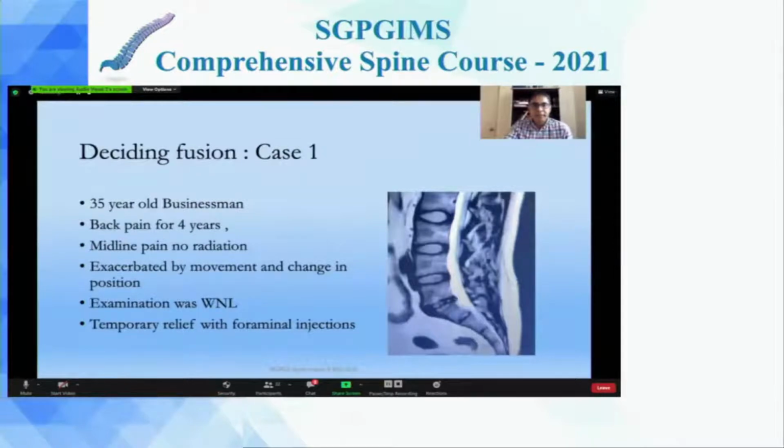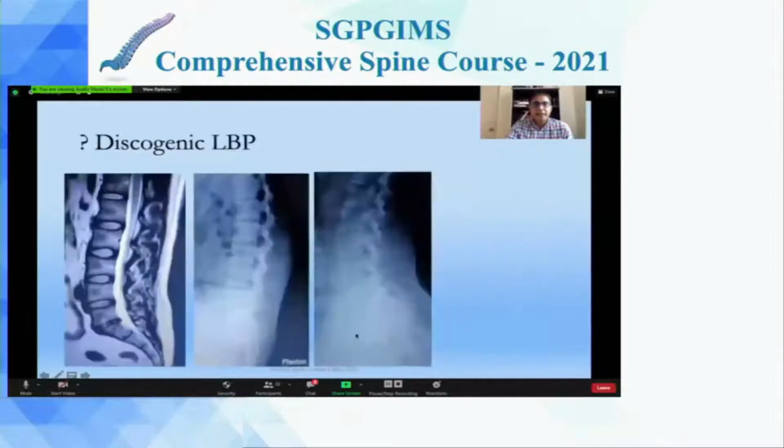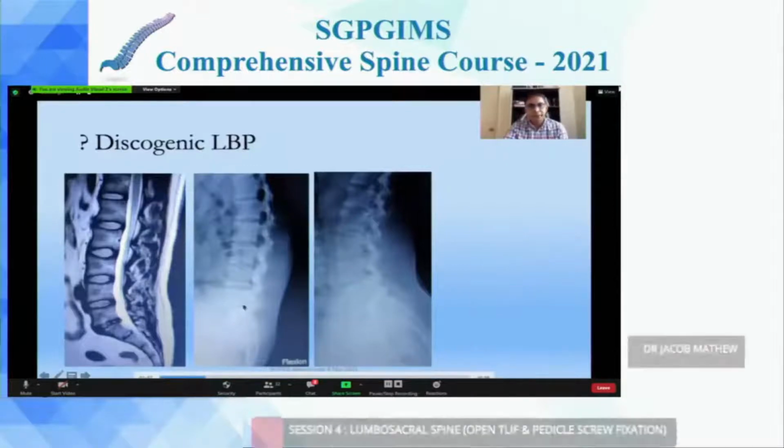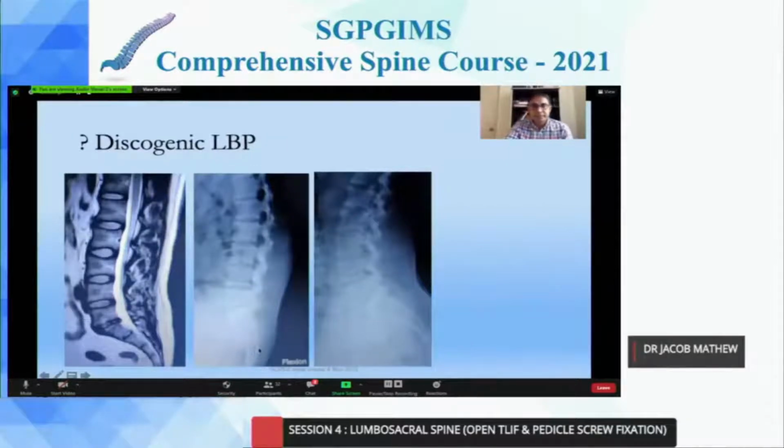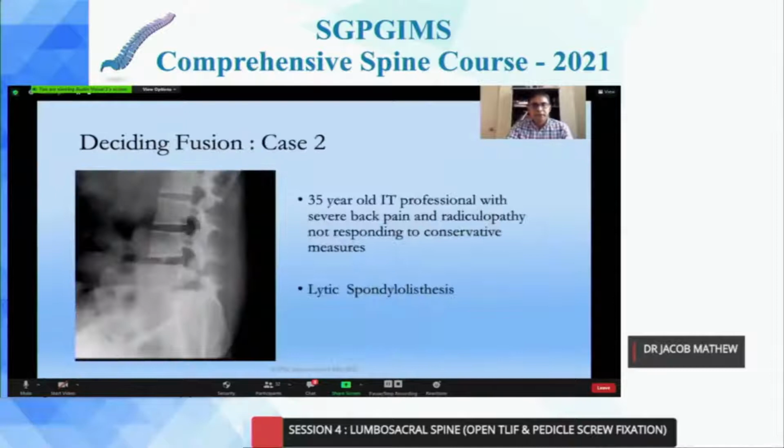So a case like this, this is one of the illustrated cases where a patient has mechanical low back pain which is not improving, and as you can see here, there is a black disc. The dynamic X-rays do not show any instability. What should be the treatment for this? Sometimes we have to decide on a fusion. But in a case like this, what to do is pretty much clear: the patient has to undergo lumbar fusion because he's got pain which is not responding to conservative measures, as well as lytic spondylolisthesis.